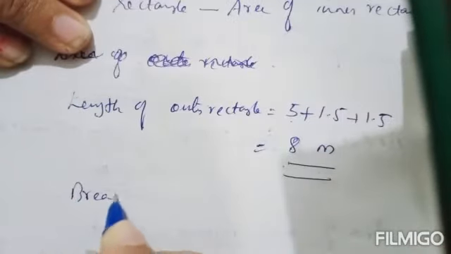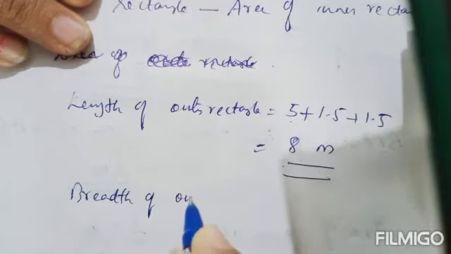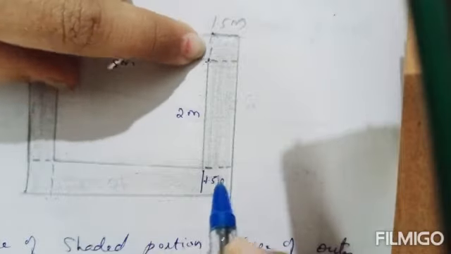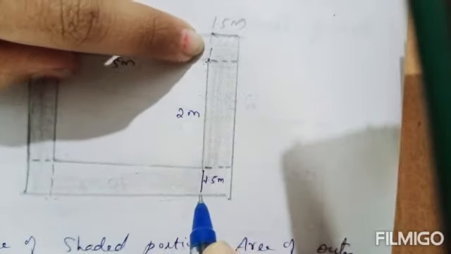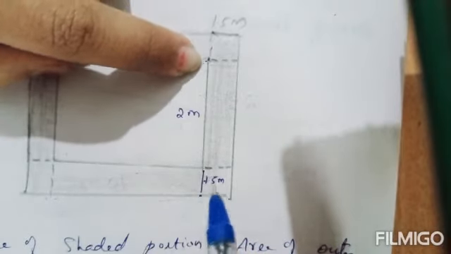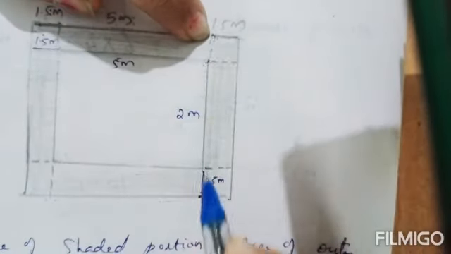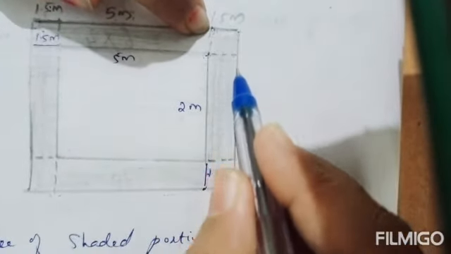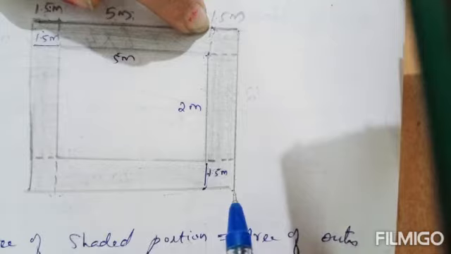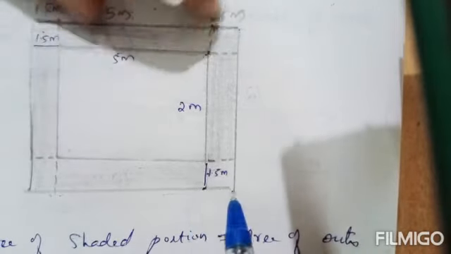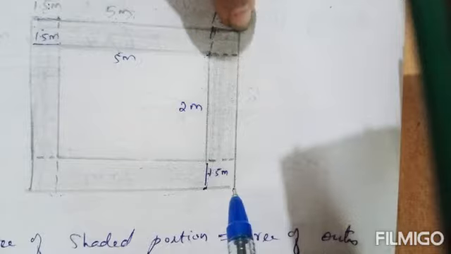Similarly, breadth of outer rectangle. How can you find it? We extended the length of the inner rectangle to touch the outer rectangle. So we got this length. This length will be equal to the breadth of the outer rectangle.